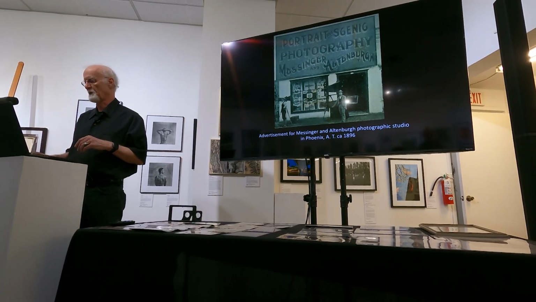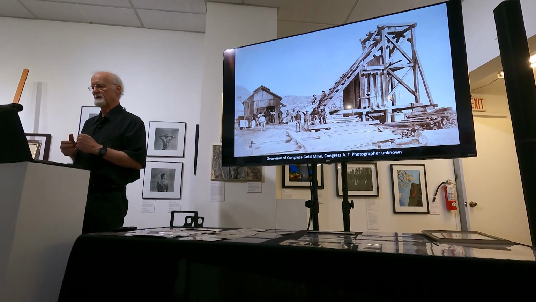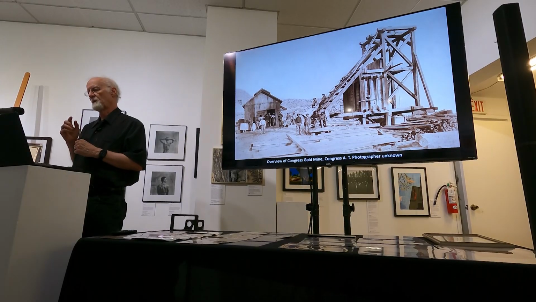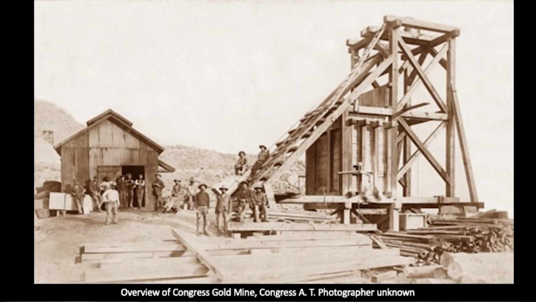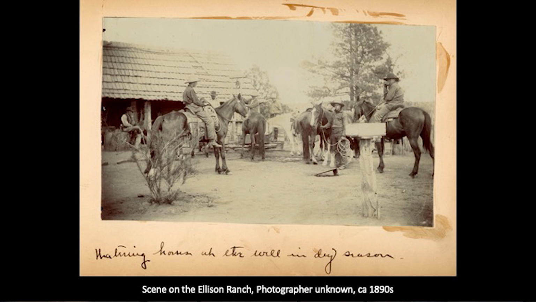This Messenger and Altenburg. This is overview of the mines in Congress, the A-frame and the mine, another boudoir cabinet card, possibly Messenger and Altenburg, not positive on this one. Albumin print, the kind of thing that you see. This one's mounted in a photo album, so it's a little bit funky around the edges, but this is the Ellison Ranch, which is out by Young.